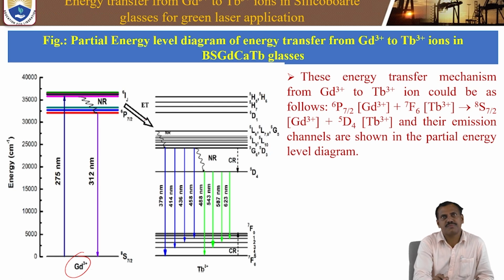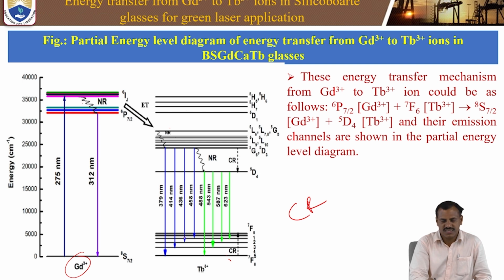But with the same energy pumping, energy transfer takes place from gadolinium-3+ to terbium-3+ ions, from this level to this level. Both energy levels are similar. That is why energy transfer takes place from the gadolinium-3+ ion to terbium-3+, because these two energy levels and these two energy levels are almost equal. That is a cross relaxation channel, CR. See here, this is the cross relaxation. Here and here, both are the same energy bands. That is why energy transfer takes place from gadolinium-3+ to terbium-3+ ions.